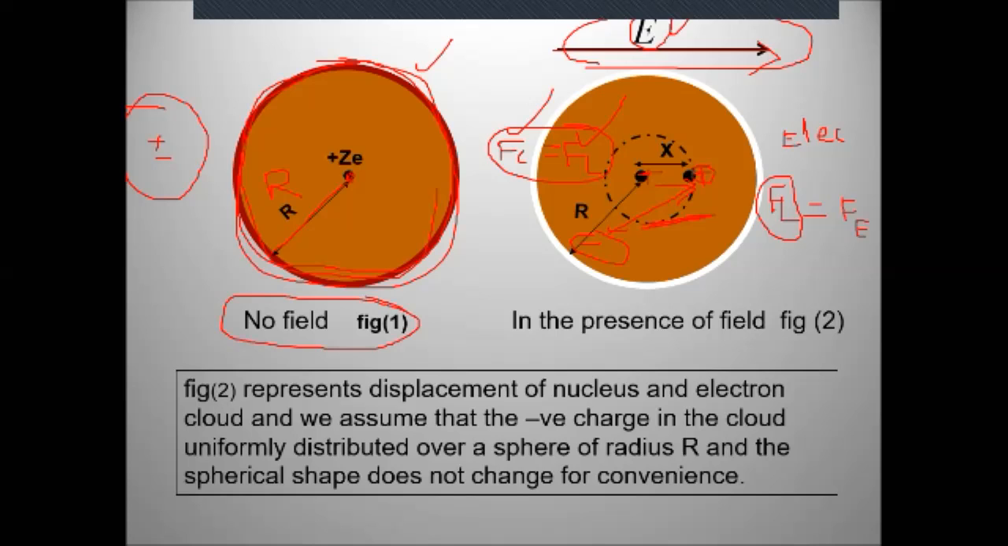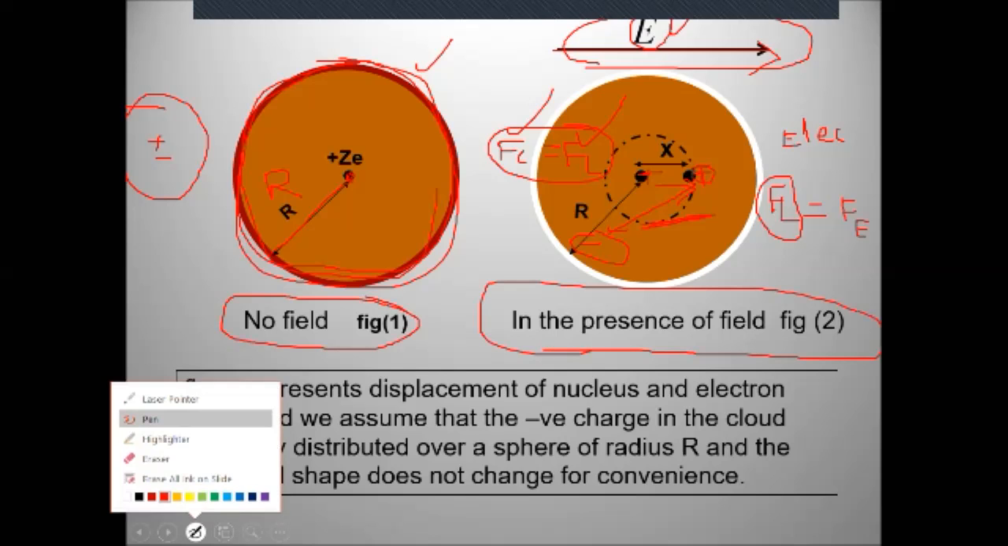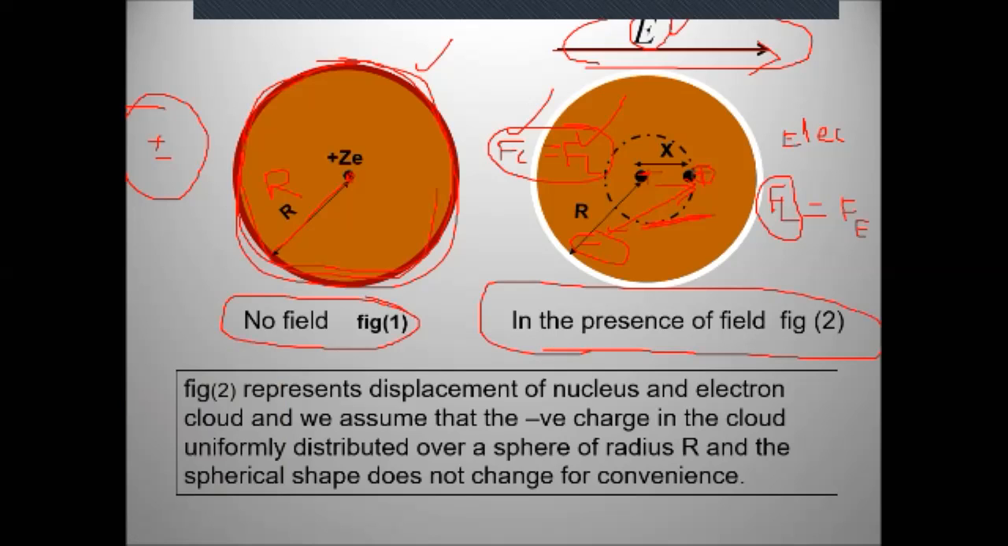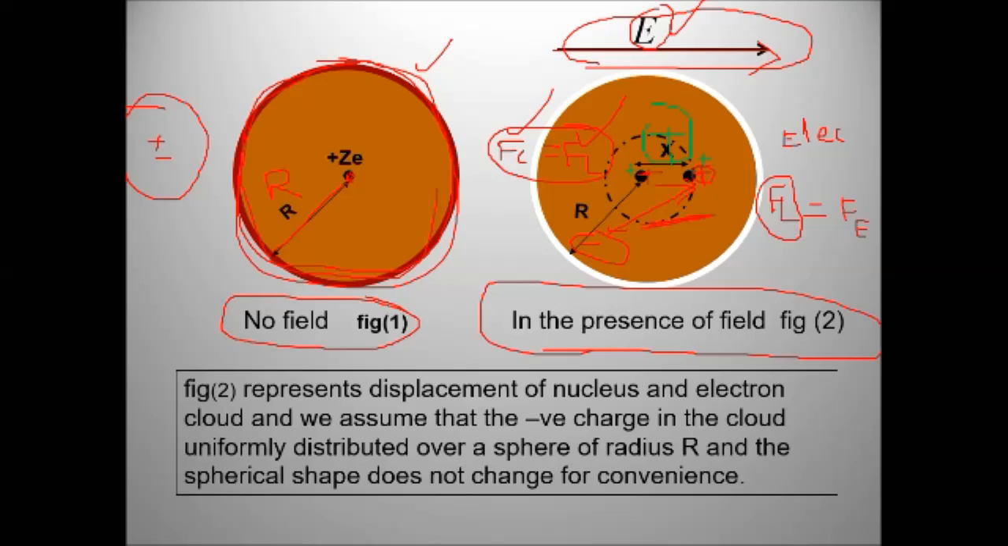When an electric field is present, the electron cloud, I will take another color, this is the electron cloud. This electron cloud moves from its original position to this one. Are you clear? This happens only when the electric field is applied. The positive ion core is moved from its original position.